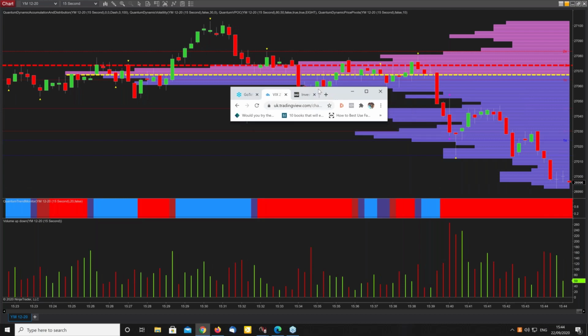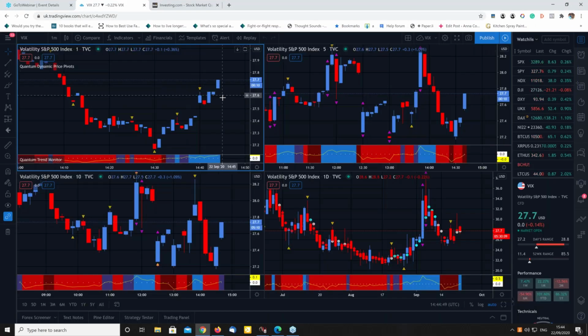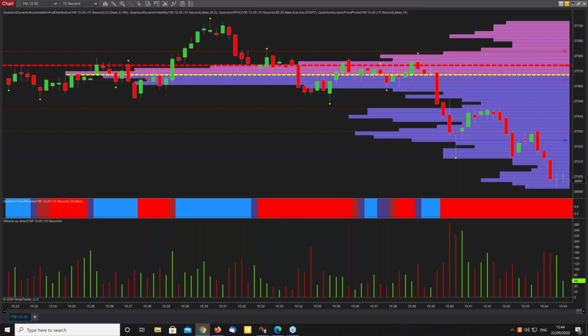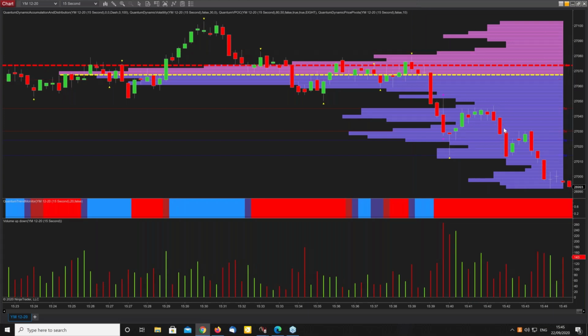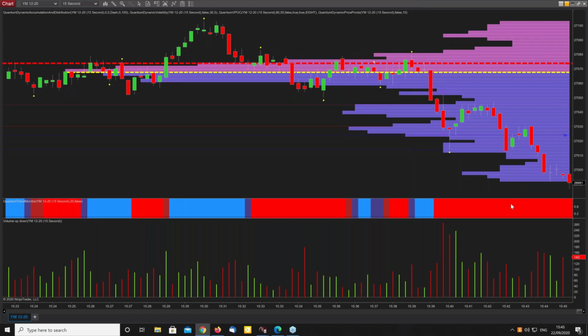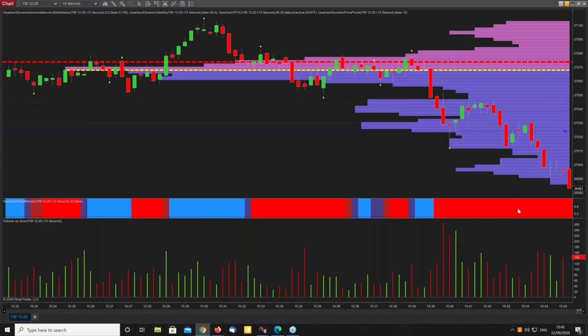Let's pull that over so you can see that. There we go, this is the VIX on the 1 minute, 27.7. So we've gone up from 27.3 to 27.7, which is why we're seeing what we're seeing at the moment. Move that out of the way. There we go. Looks as though we're going to carry on a bit further, so that's fine.